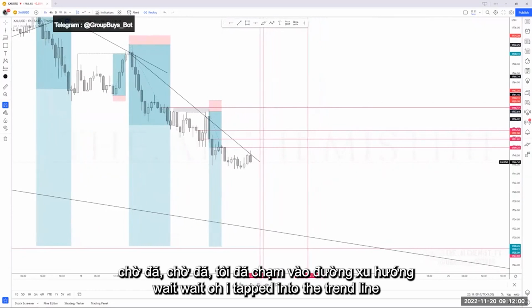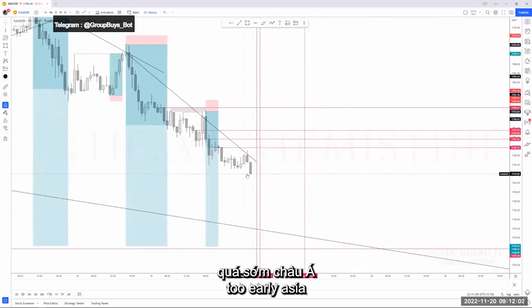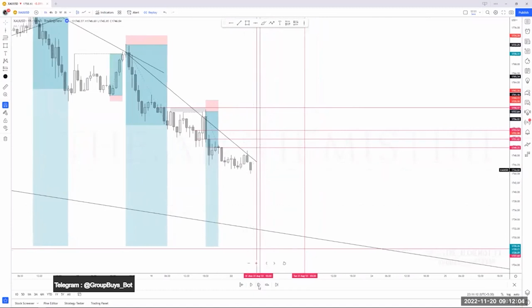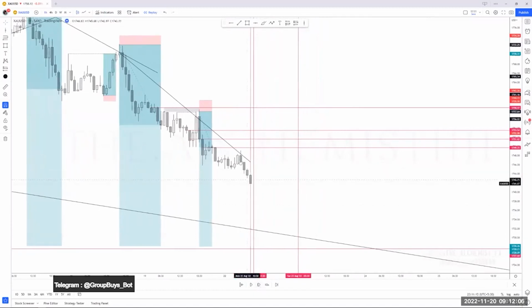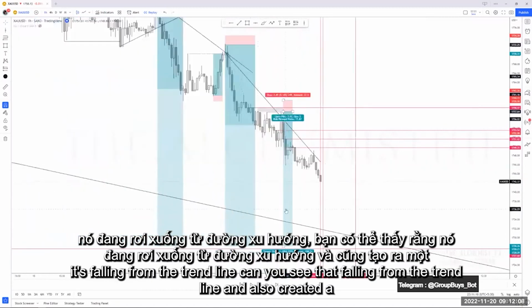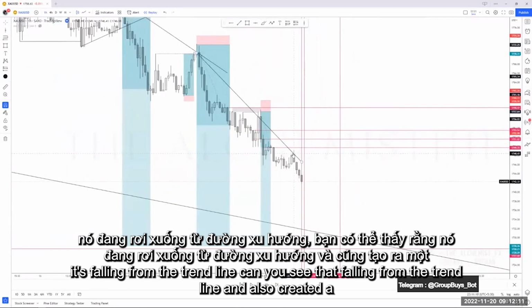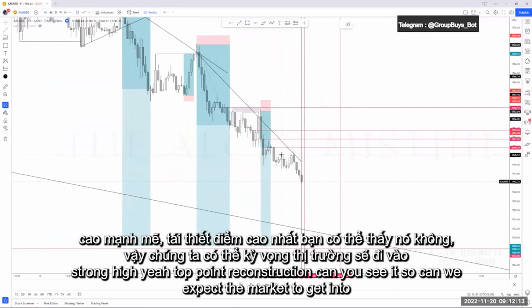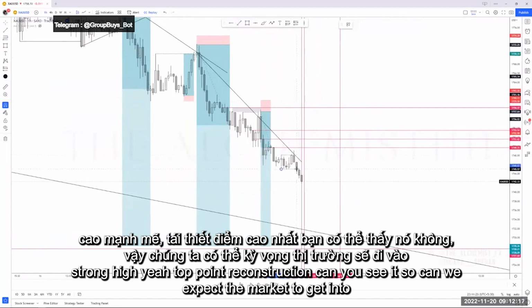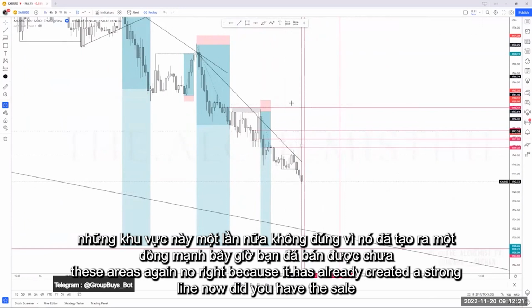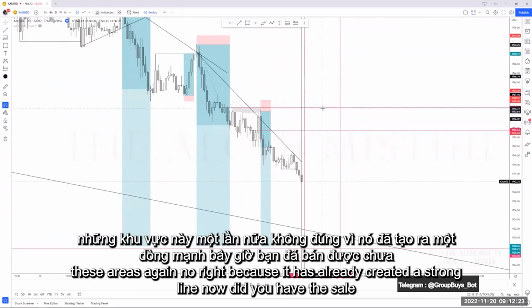Oh, it tapped into the trend line. Too early, Asia. It's falling from the trend line. Can you see that? Falling from the trend line and also created a strong high. Top hunt, breakout structure. Can you see it? So can we expect the market to get into these areas again? No, right? Because it has already created a strong high.